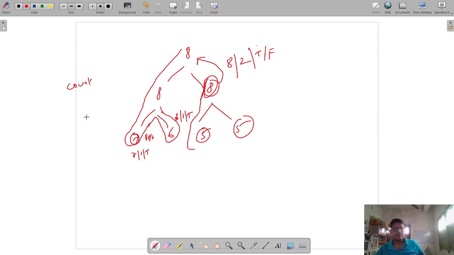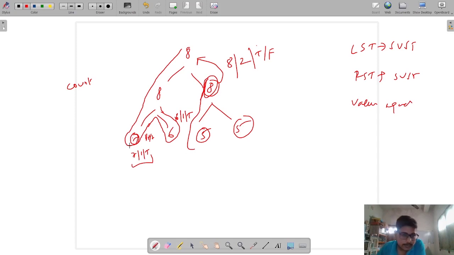So we see why we are returning 3 things. The conditions are that the left subtree must be a single value subtree, the right subtree must be a single value subtree, and the values must be equal. So we have to check these values, and also whether this is a single value subtree or not, and the count also, because I have to return the count there. So this is the reason.